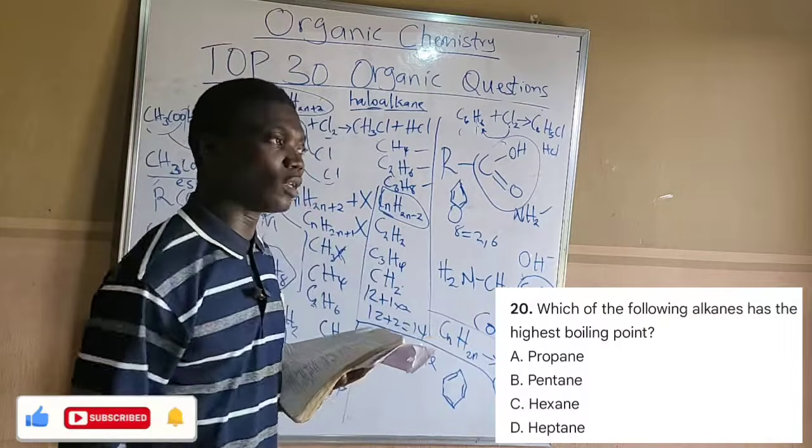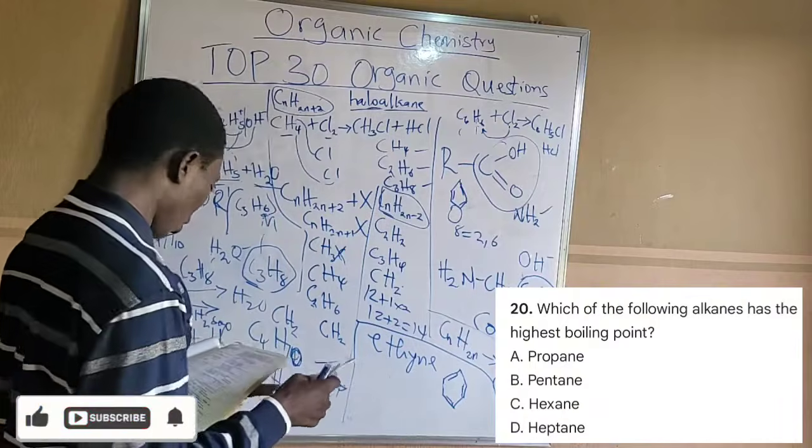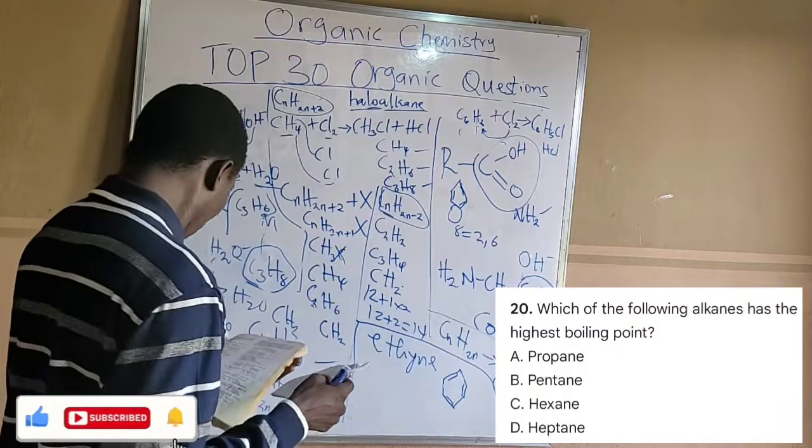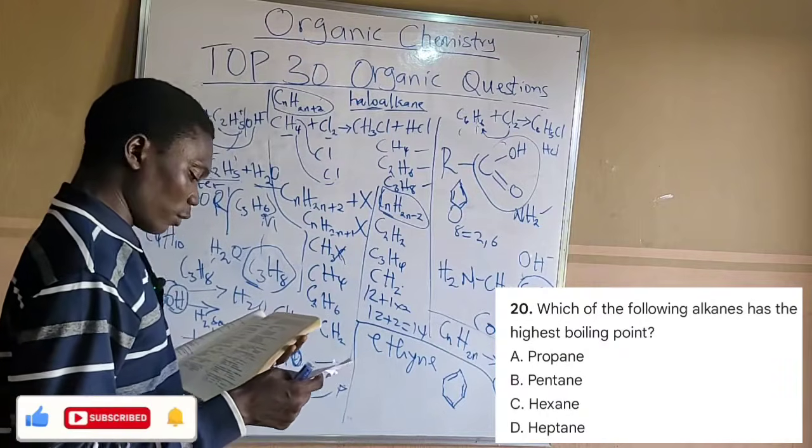Okay, so the more you go down, the more their boiling point does what? Increase. Take note of that. All right, so for that one the answer is heptane. Okay, that is option D.